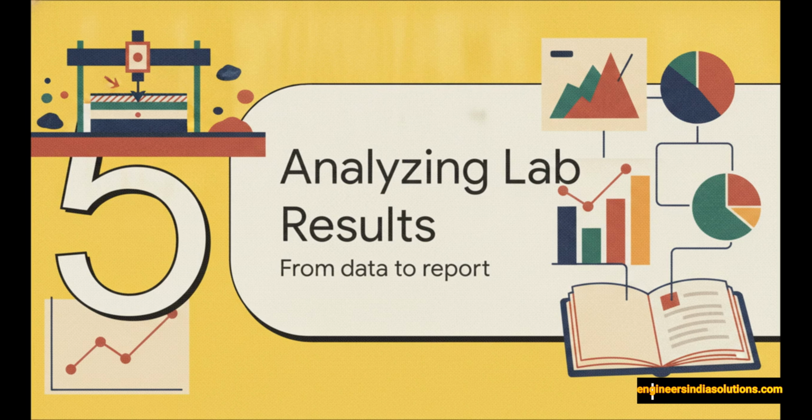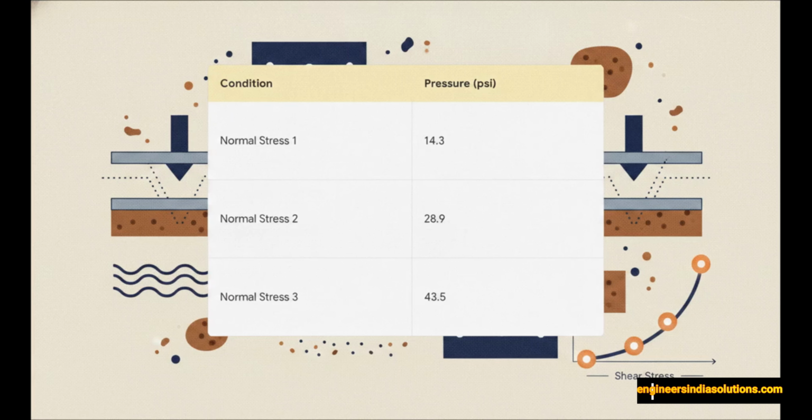Section 5. Analyzing the lab results from data to engineering report. Let's move to the analysis and see how this all builds together. To get a truly accurate picture, engineers don't just run this test once. They run multiple samples of the exact same soil under varying vertical weight, which is known as normal stress. For instance, we might run a first test at 14.3 psi, a second at 28.9 psi, and a third at 43.5 psi. By varying this normal stress, we can track how the variation of shear stress changes with displacement.